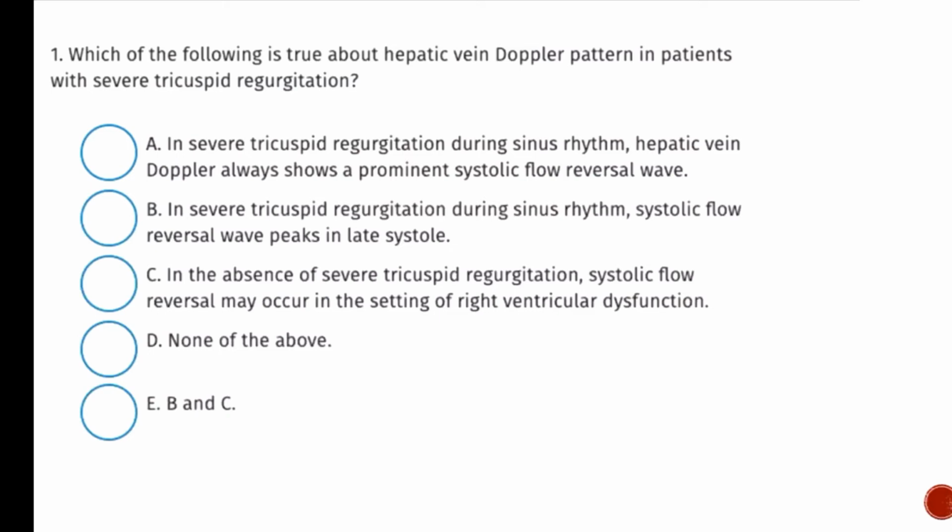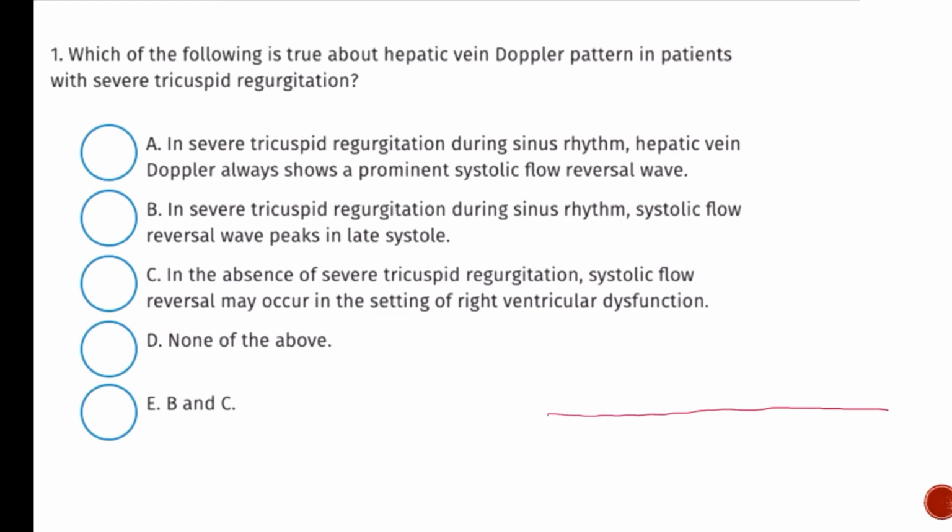Which of the following is true about hepatic vein Doppler pattern in patients with severe tricuspid regurgitation? A, in severe tricuspid regurgitation during sinus rhythm, hepatic vein Doppler always shows a prominent systolic flow reversal wave. B, in severe tricuspid regurgitation during sinus rhythm, systolic flow reversal wave peaks in late systole. C, in the absence of severe tricuspid regurgitation, systolic flow reversal may occur in the setting of right ventricular dysfunction. D, none of the above, and E, B and C.